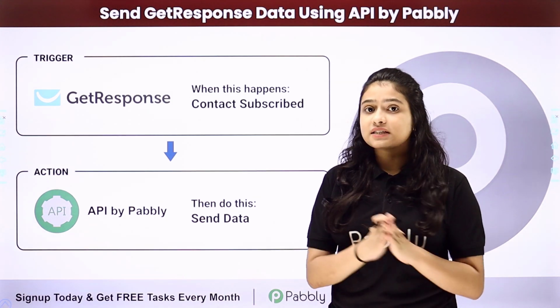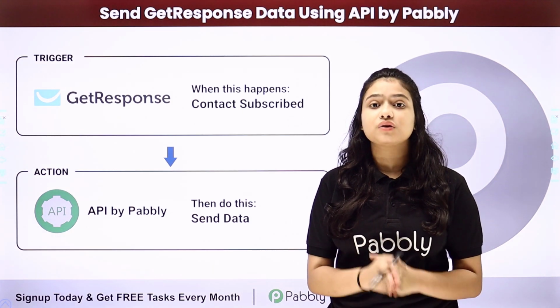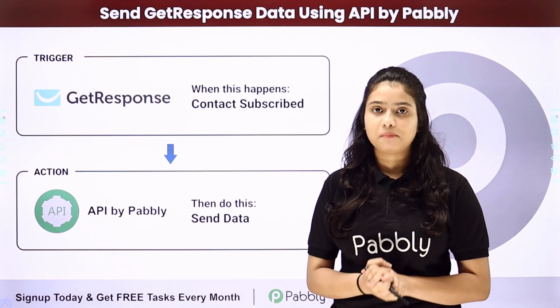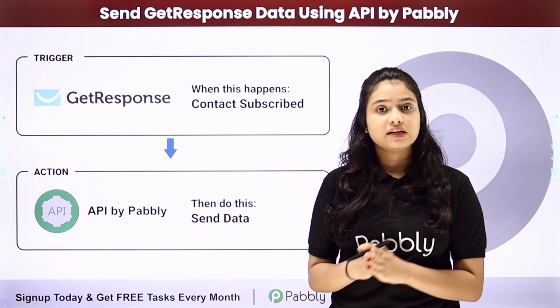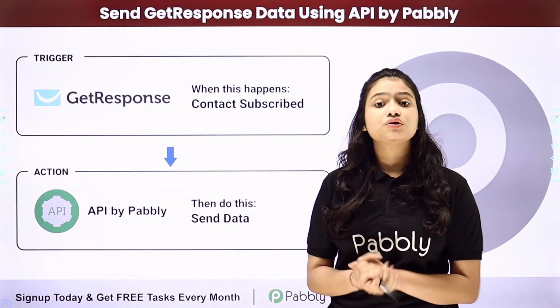Because GetResponse and MailerLite do not have any kind of native integration between them. Therefore, in order to connect both of them, we are going to use API by Pabbly. So we are going to basically transfer the data from GetResponse to MailerLite by using API by Pabbly. So how are we going to do that process?